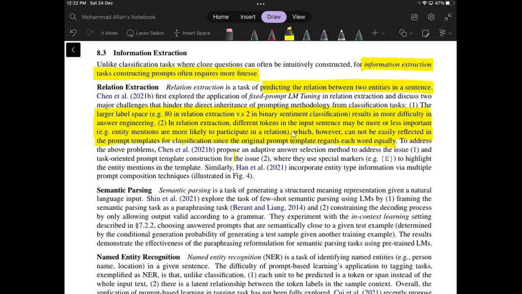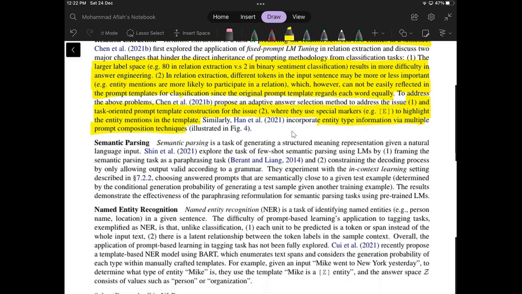To address these problems, Shen et al. propose an adaptive answer selection method, with task-oriented prompt templates constructed for the issue, where they use special markers like E to highlight the entity mentioned in the template. So this gives the model more information about where the entities are. Han et al. 2021 incorporate entity type information via multiple prompt composition techniques.